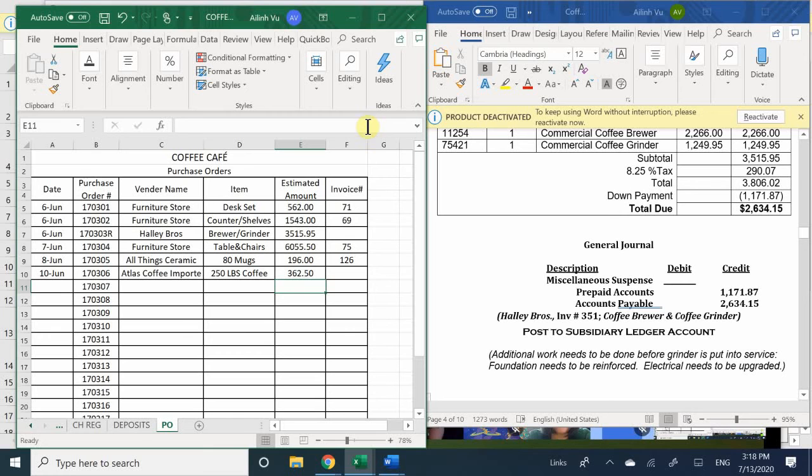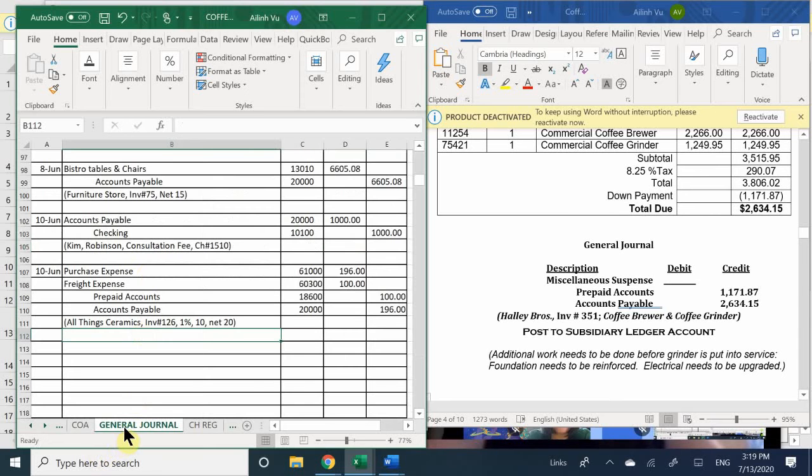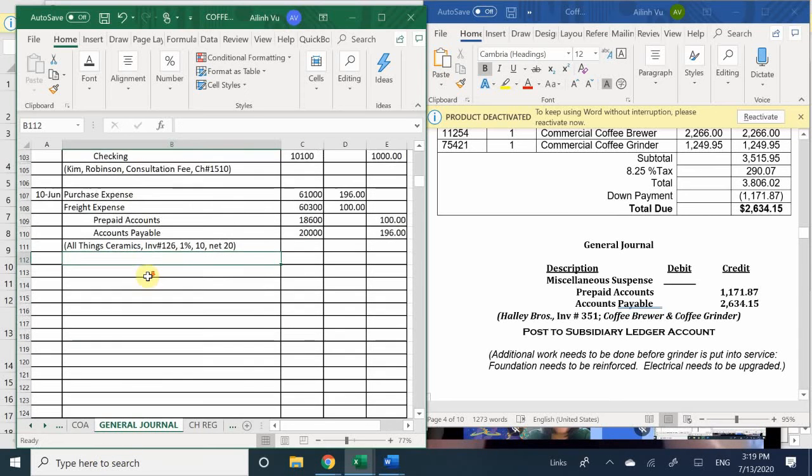So purchase order, we're going to indicate here that on 6/10, oh, sorry, what am I doing? We are validating that we received the inventory right here. So it was for 351. That was the invoice number. Okay? So let's go back to our journal and journalize the rest of the transaction.